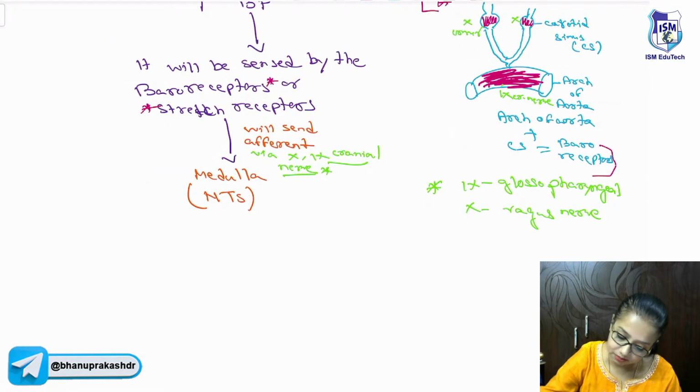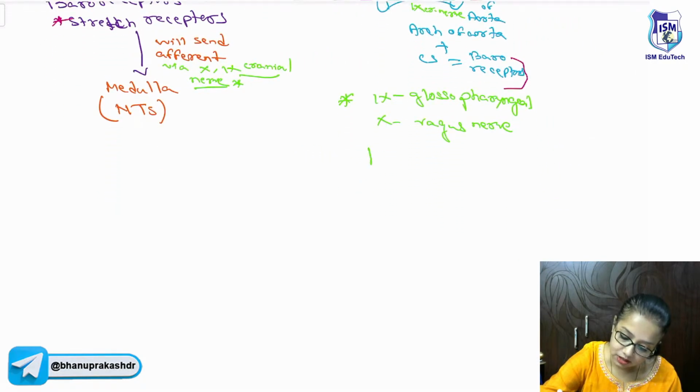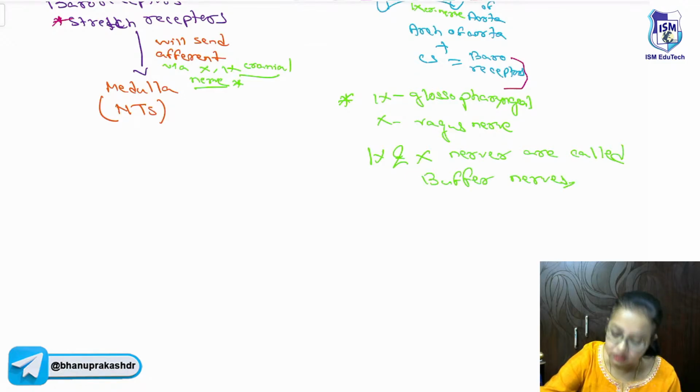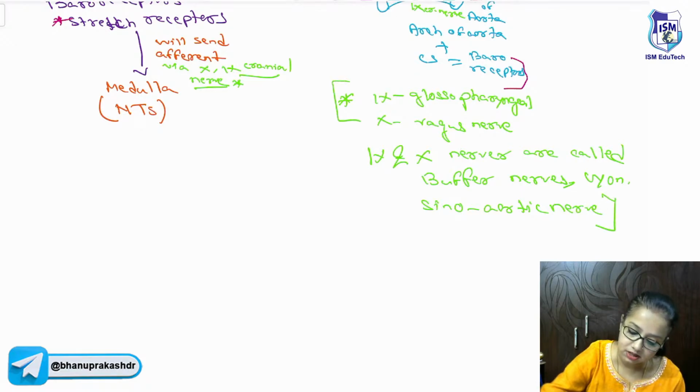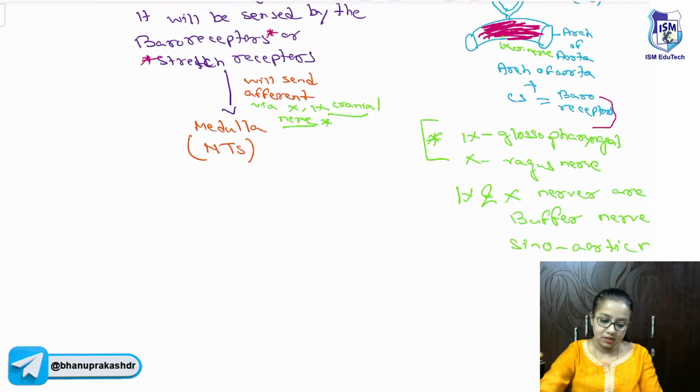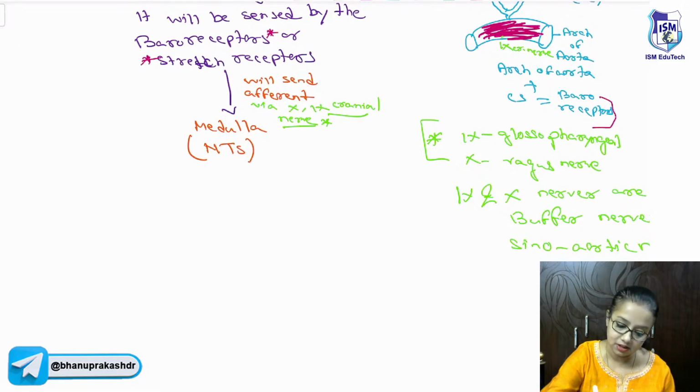Now, the 9th and 10th nerves are called buffer nerves or sinoaortic nerves. There are so many names for these nerves. So, these afferents are sent to the nucleus of tractus solitarius in the medulla.